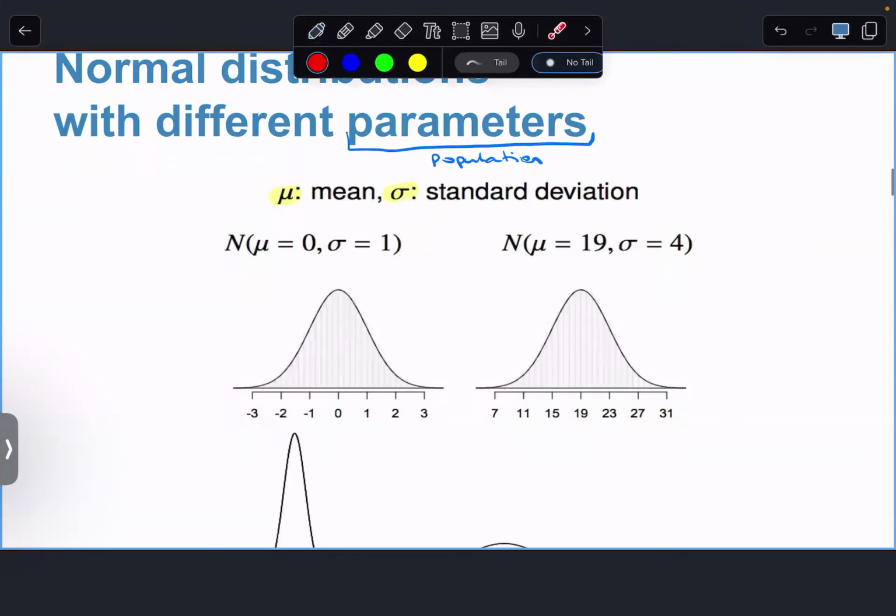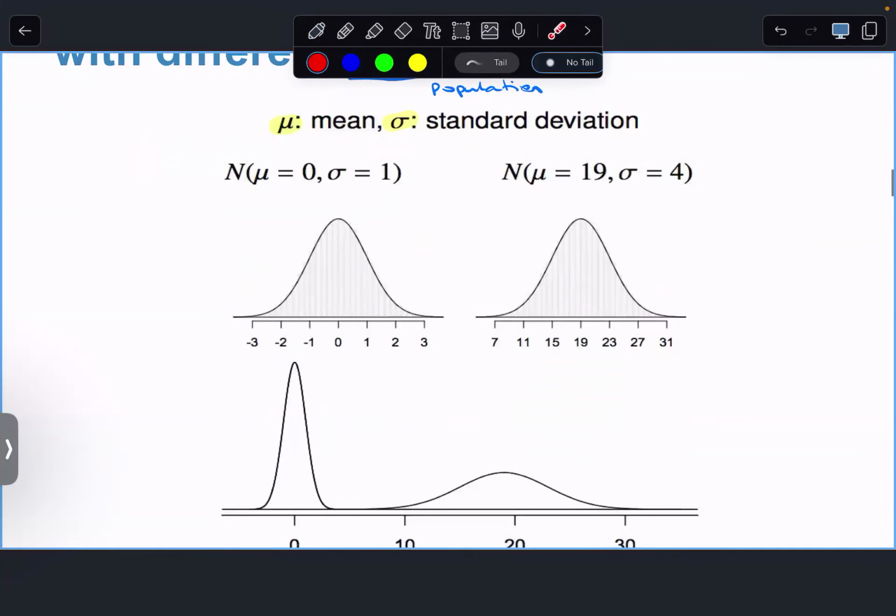So to get a handle on what these things look like, notice the shape is the same for both of these distributions, right? They're both normal, so they both have the same shape. Okay. The center for the first one is 0. Oops. I shifted it over a little bit. And the center for the second one is 19, which means we've just taken the same shape and we've shifted it over to 19. Okay.